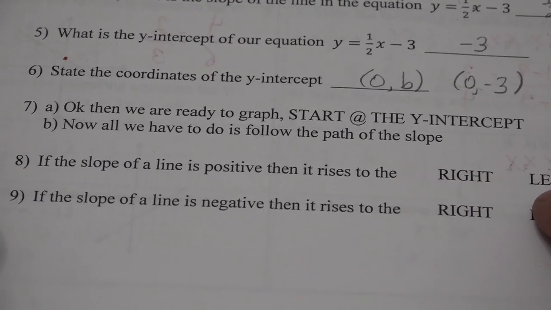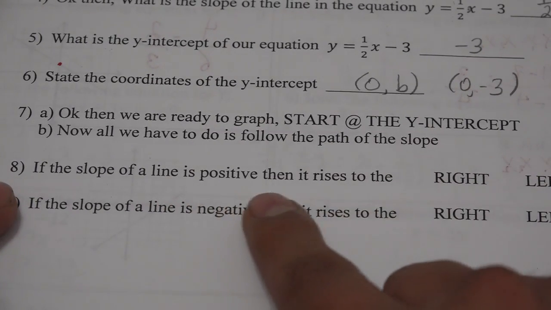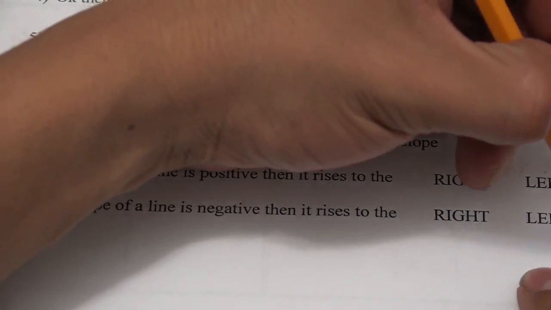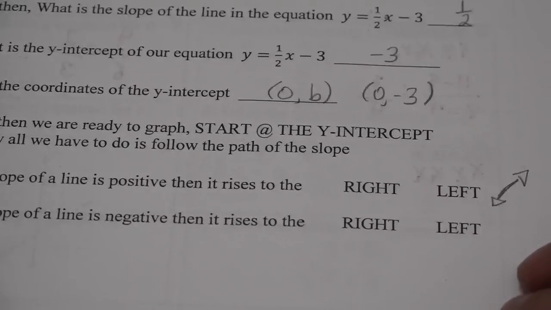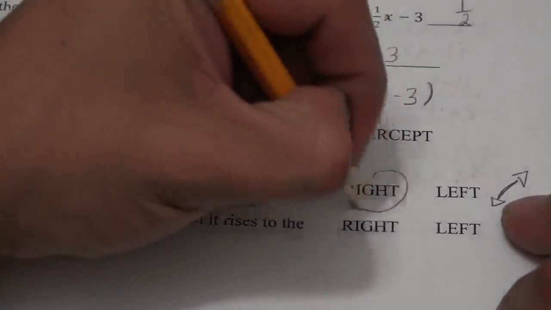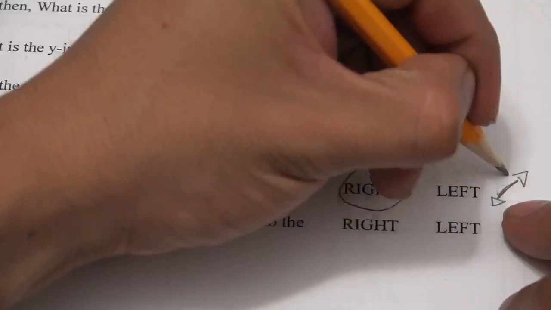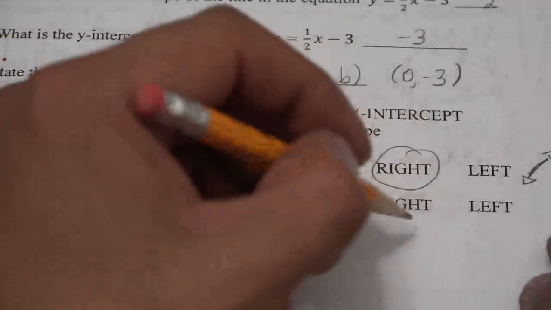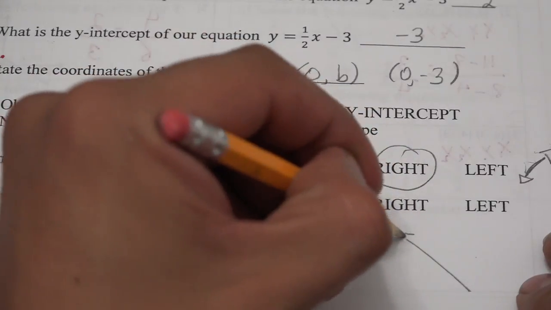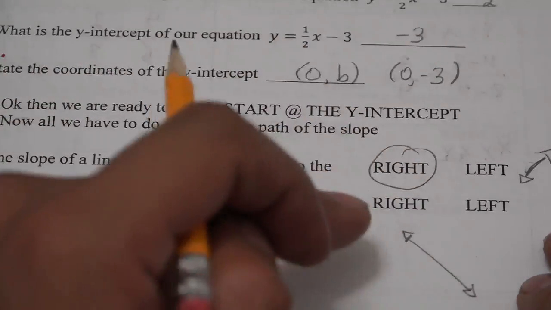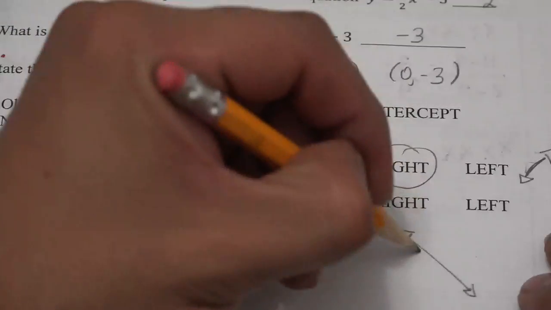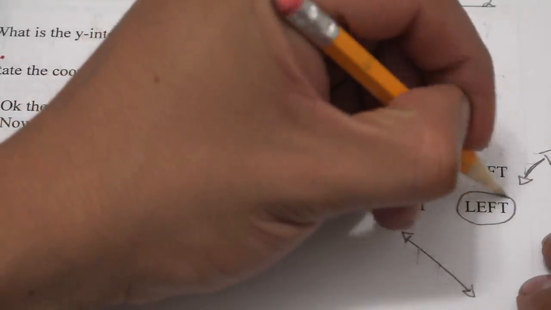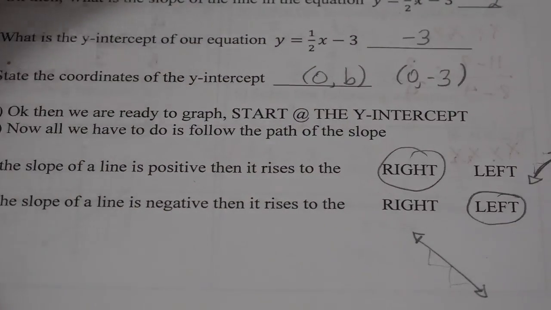But just in case, if the slope of a line is positive, then it rises to the what? If it's positive, it's gonna go like this. So it rises to the right. Up to the right. If it's negative, it's gonna what? Rise to the left, like this. Or it goes down to the right, whichever way you want to do it. That's negative. So it rises to the left. Alright, let's move on.